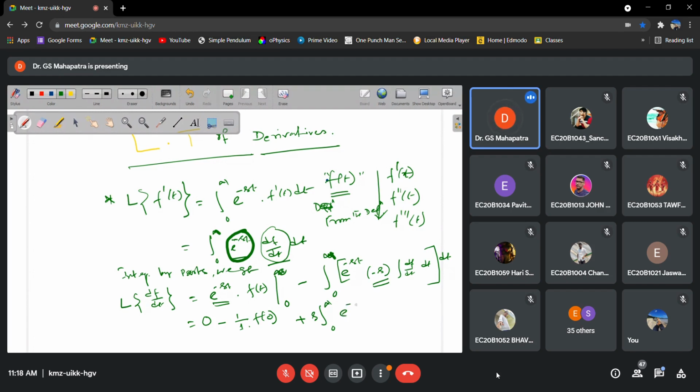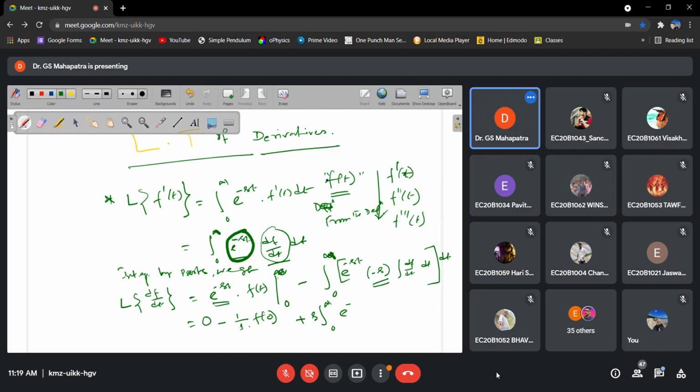Sir, in that e power minus st into f of t, when t is infinite, we are assuming f of t is not infinite, no sir? Not infinite, bounded. Since f of t is a bounded function, it should not be infinite. It is the definition of the Laplace transform as well: the function f of t should be bounded. Okay, sir. So whatever may be the value of t, it will converge to some particular value.